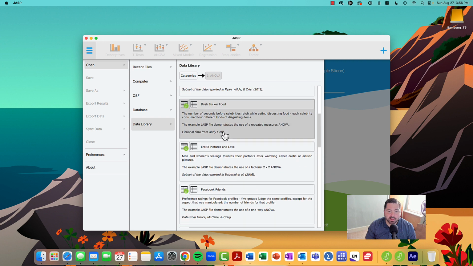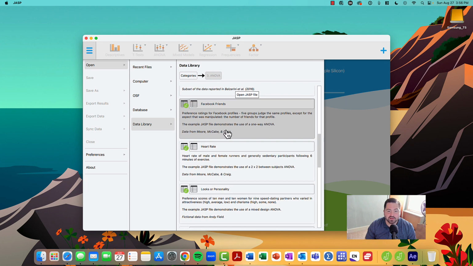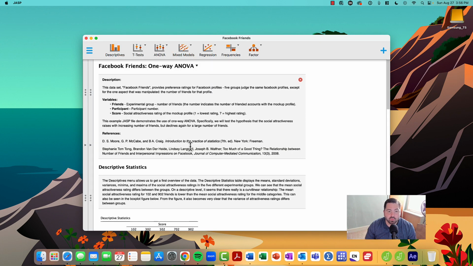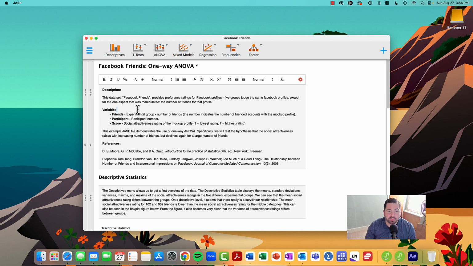We're going to go ahead and select the Facebook Friends file since that states that it demonstrates use of a one-way ANOVA. When the file opens, we want to become familiar with the data set. We can see that the participant number represents the participant number. The friends is the experimental group, which indicates the number of friends accounted for in the mockup profile. And the score represents social attractiveness, a dependent variable where 1 is the lowest rating and 7 is the highest rating.